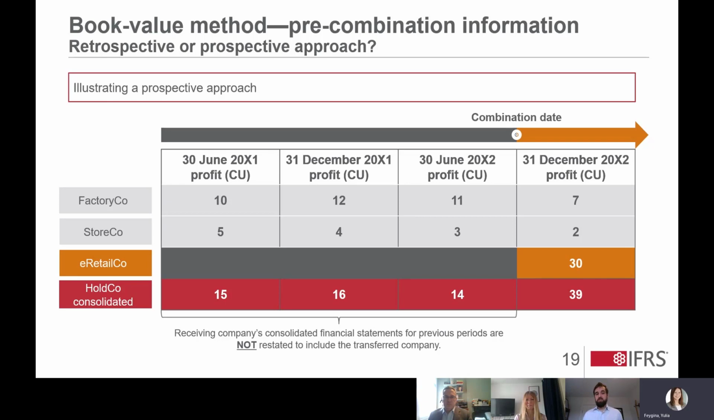One point to note here is that if the receiving company is a newco and the combination takes place shortly before an IPO, newco might provide only very limited pre-combination information in its primary financial statements.